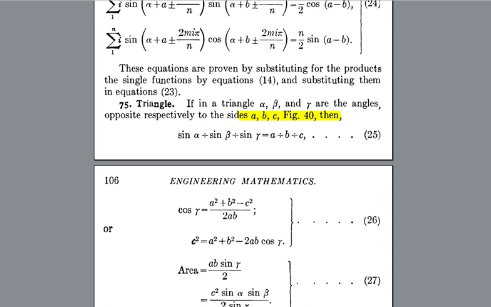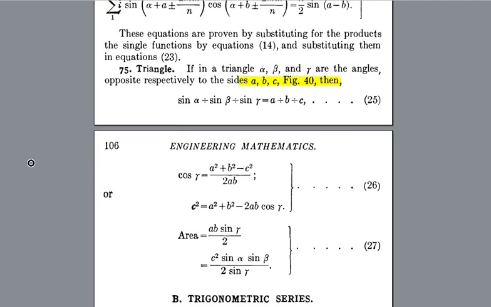The sine of alpha divided by the sine of beta divided by the sine of gamma equals A divided by B divided by C. Alternatively, in a triangle, the following relationships hold. The cosine of gamma equals the square of side A plus the square of side B minus the square of side C, all divided by 2 times A times B. The square of side C equals the square of side A plus the square of side B minus 2 times A times B, multiplied by the cosine of gamma.